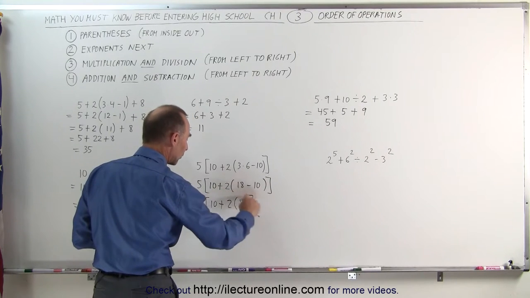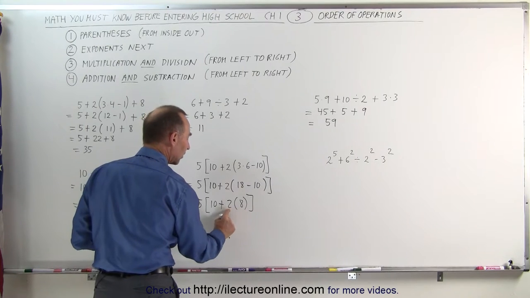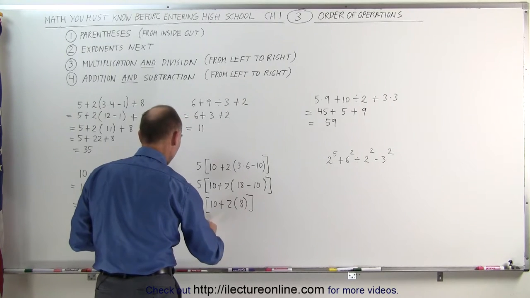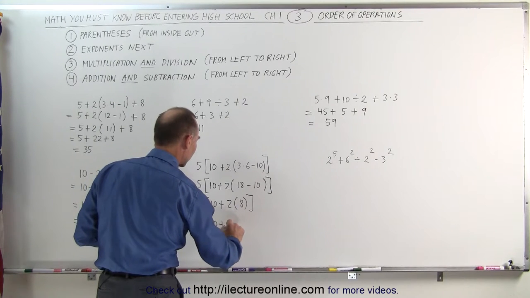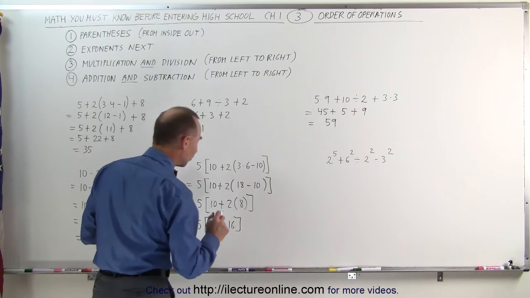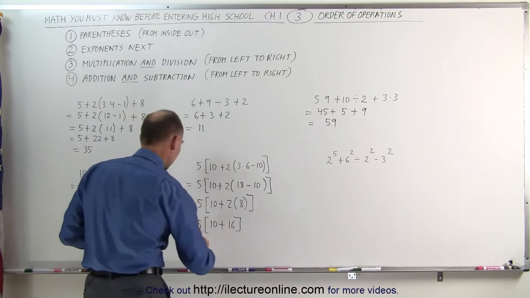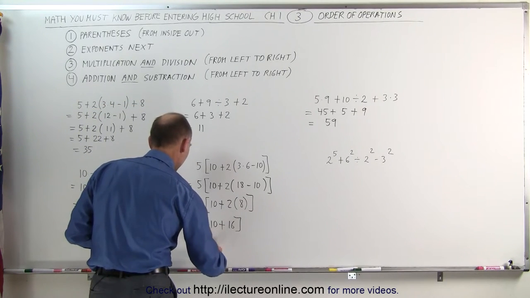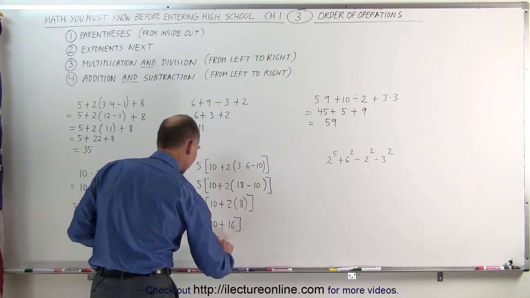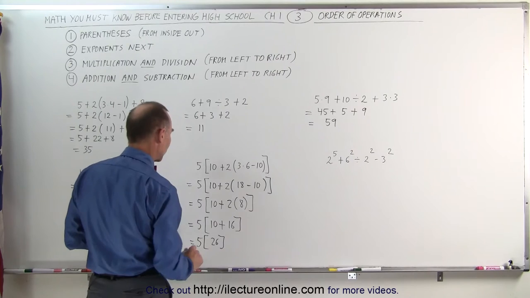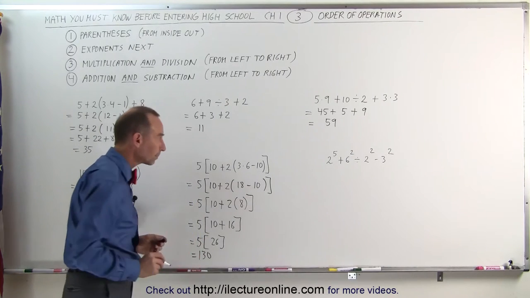So now we need to take care of what's inside the brackets, but first we need to get rid of these parentheses by multiplying this times that. This becomes 5 times [10 plus 2 times 8, which is 16]. Here still, we need to work out what's inside the brackets first before we do this multiplication. This becomes 5 times [10 plus 16, which is 26]. And finally, 5 times 26 is equal to 130.